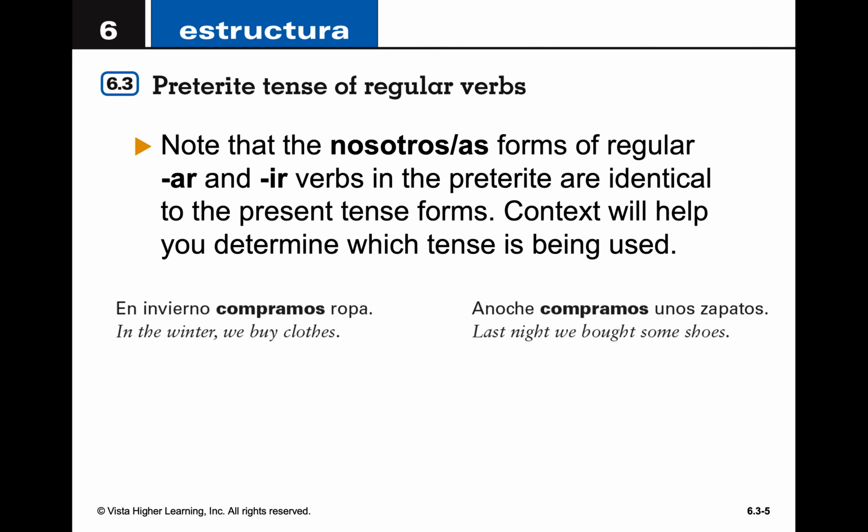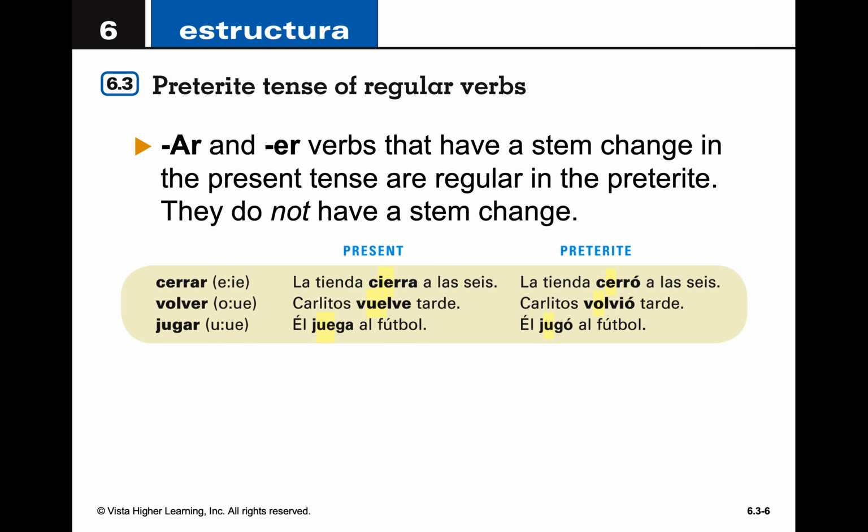If we want to take special notice of the nosotros form, we're going to notice that regular AR and IR verbs in the preterite are identical to the present tense form. This is why it's so important when we're translating to take the context of the sentences around something to understand what we're forming. So if I see compramos, that could be present tense or that could be preterite tense. It's going to matter if I'm looking at the sentences around it to know if it occurred in the past.